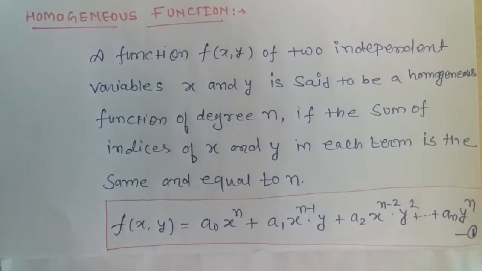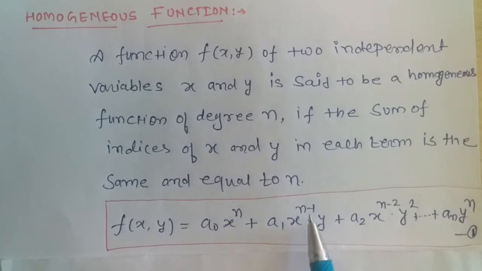consider this function of x and y: a0 x^n + a1 x^(n-1) y + a2 x^(n-2) y^2 + and so on, up to an y^n. Here a0, a1, a2 and an are constants. Now we observe that in the first term, y power 0 and x power n, so the total sum of power is n.